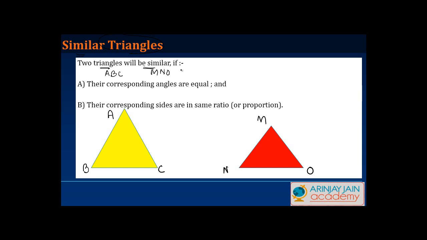Please note, both these conditions are important, and therefore if one is done and the other one is not done, then they are not similar triangles. The first condition is that their corresponding angles are equal.